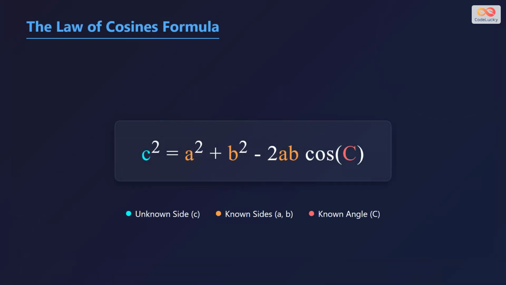Here is the formula we will be using. It states that c squared equals a squared plus b squared, minus 2 times a times b, multiplied by the cosine of angle c. This formula connects the lengths of the sides to the cosine of one of its angles.